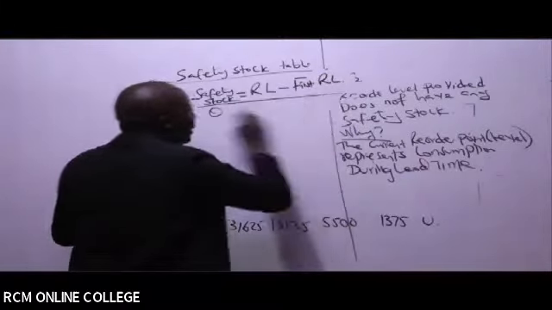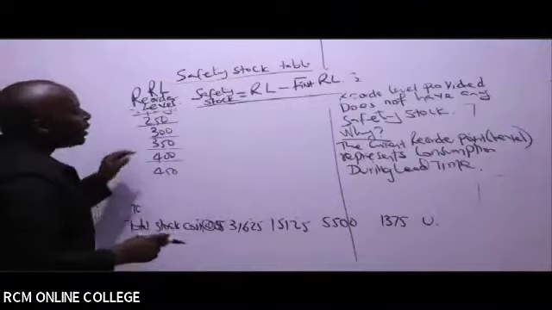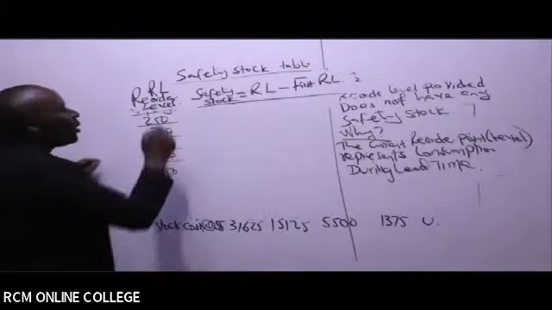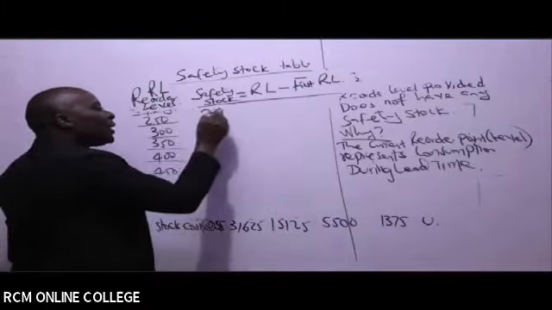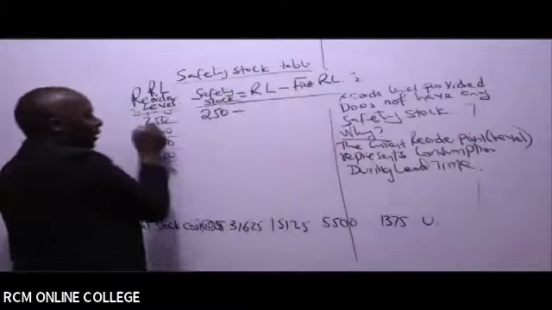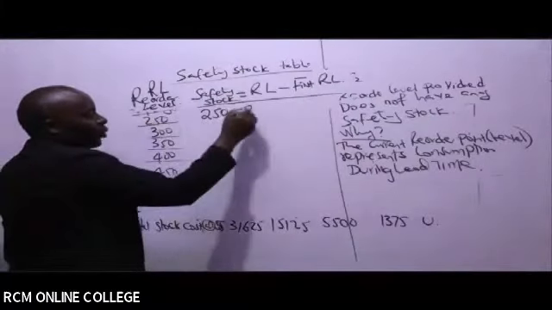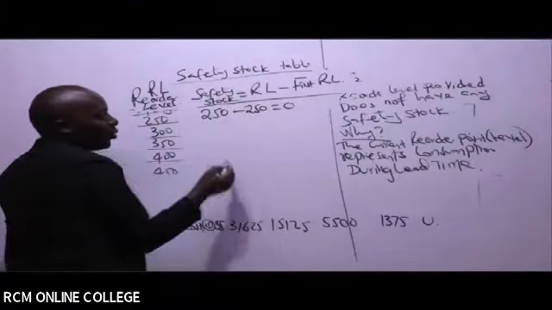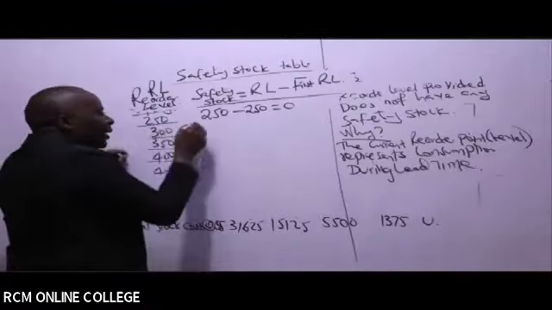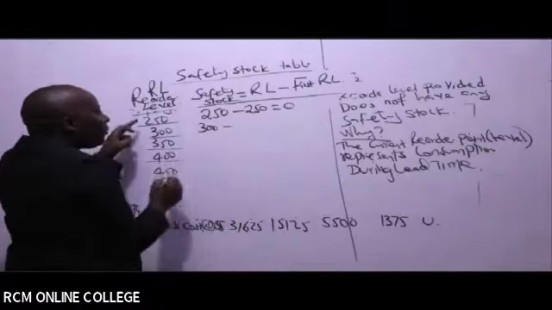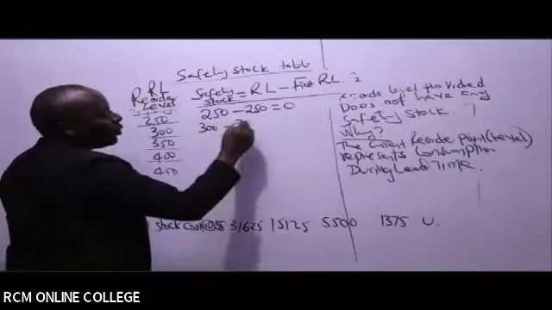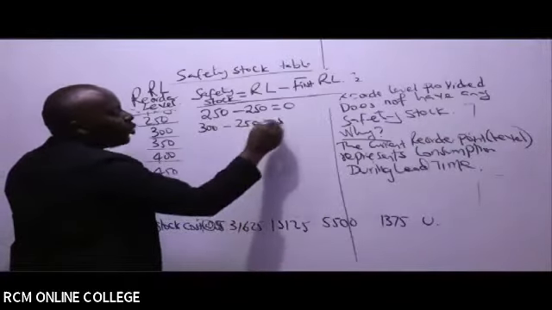Allow me to explain something here. Anytime you want to get this safety stock, you take this reorder level minus the first reorder level. The first one is 250 minus 250, so this will give you 0. For the second one, you take the reorder level, 300, minus the first reorder level, 250. So that's what you do.